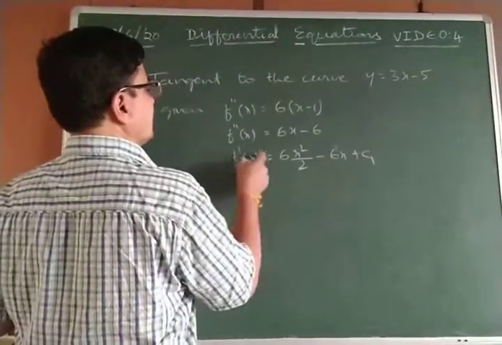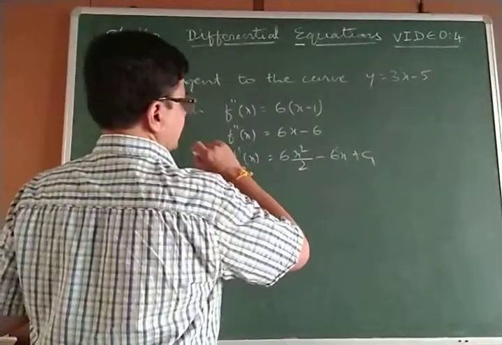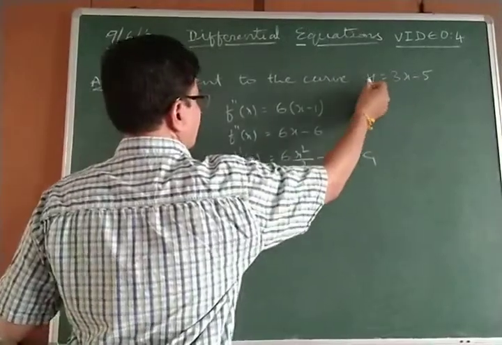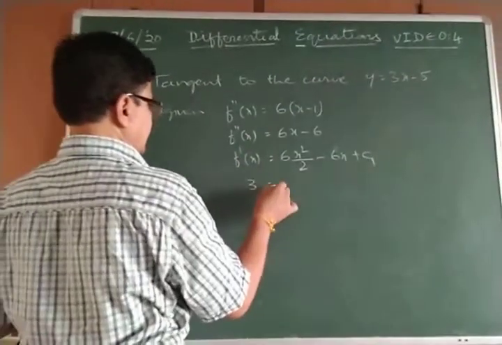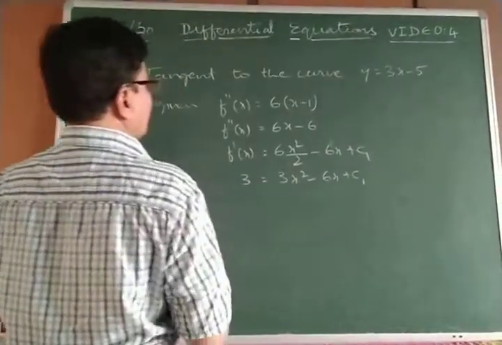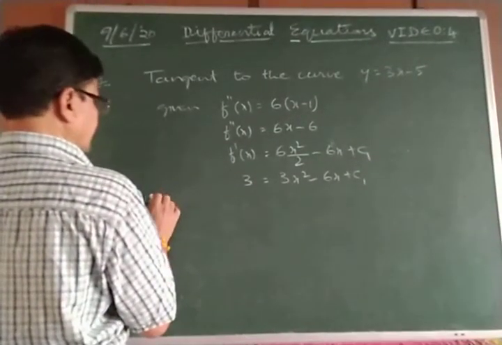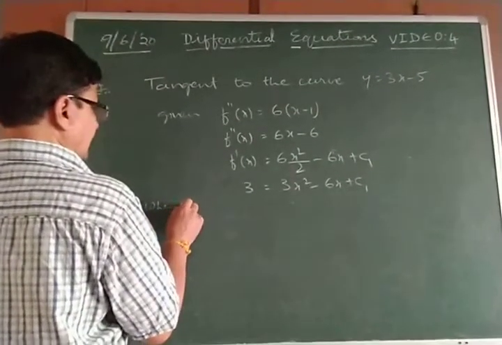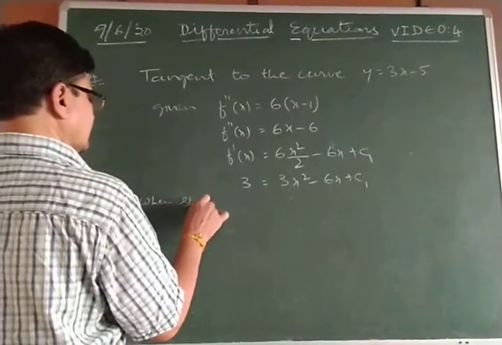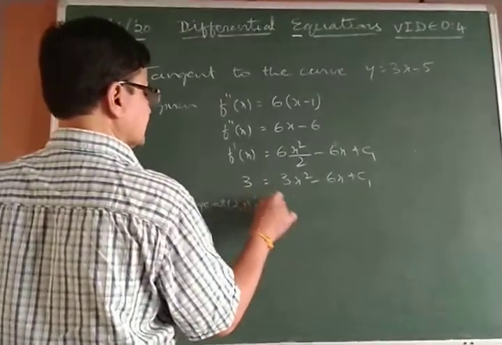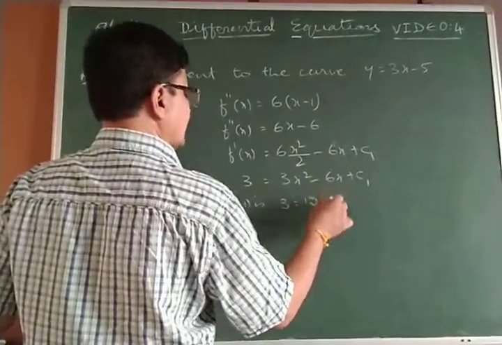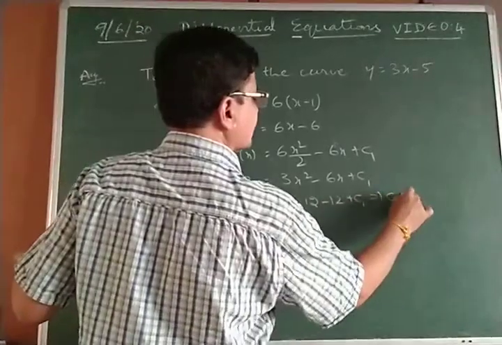f'(x) means the slope of the tangent to the given function, that is 3. Since 3 is the slope of the tangent, 3 is equal to 3x² - 6x + c1. At the point (2, 1), the slope is 3, so 3 = 3 into 2² means 4, 4 into 3 is 12, minus 12 plus c1. That implies c1 is equal to 3.